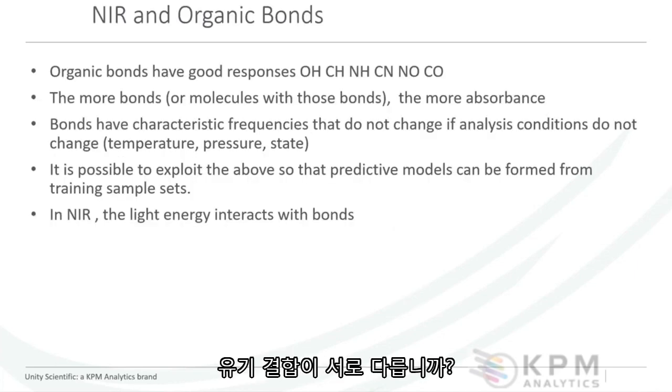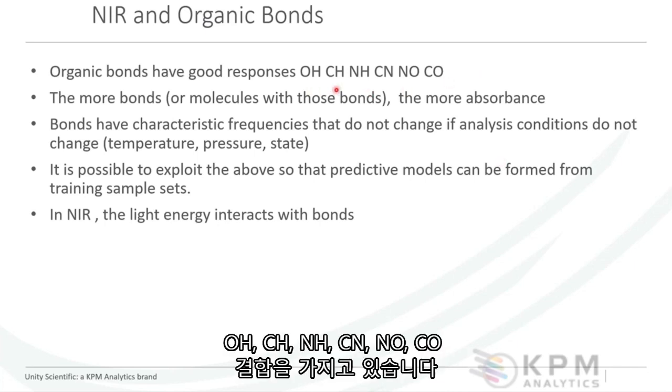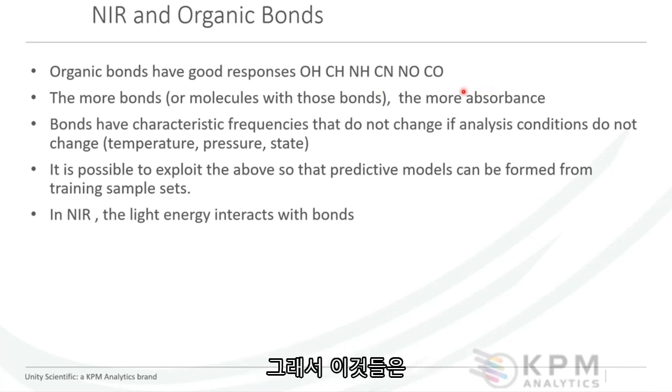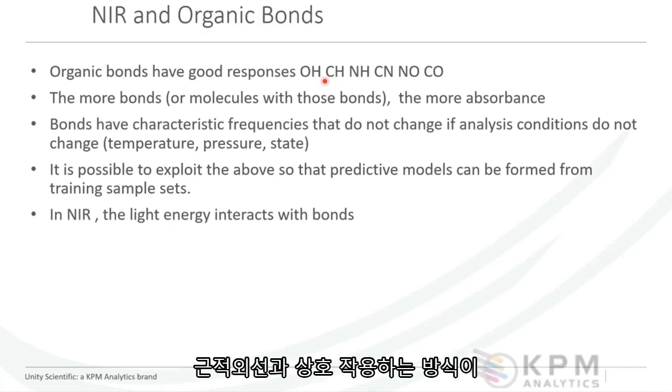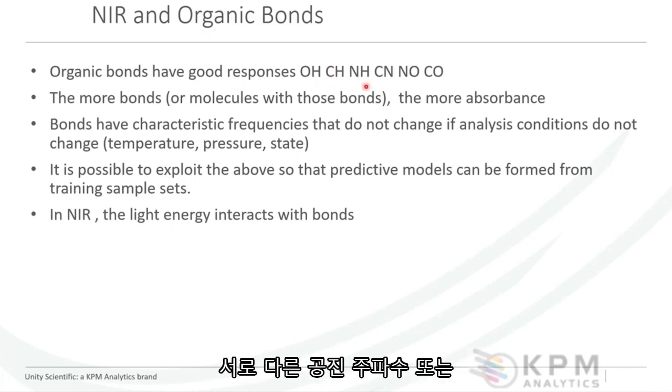So the organic bonds have different bond types. We've got hydroxyls or OH bonds, CH bonds, NH bonds, CN bonds, NO bonds, and CO bonds. If we go back to our organic chemistry, we know that these bonds have various strengths. They even have different distances. There are also different ways that these bonds are formed. So from an absorbance perspective, or how they interact with near-infrared light, each one has different resonant frequencies or resonant wavelengths that absorb.